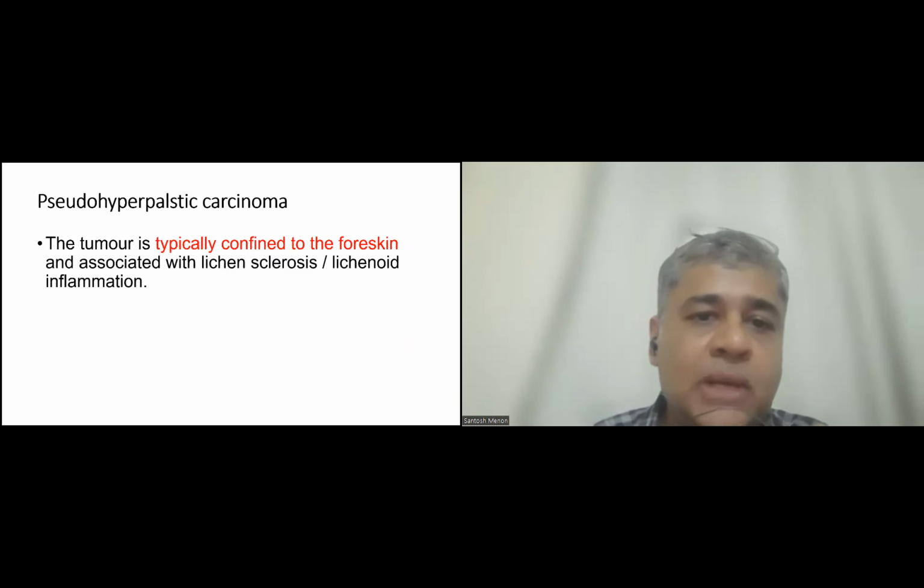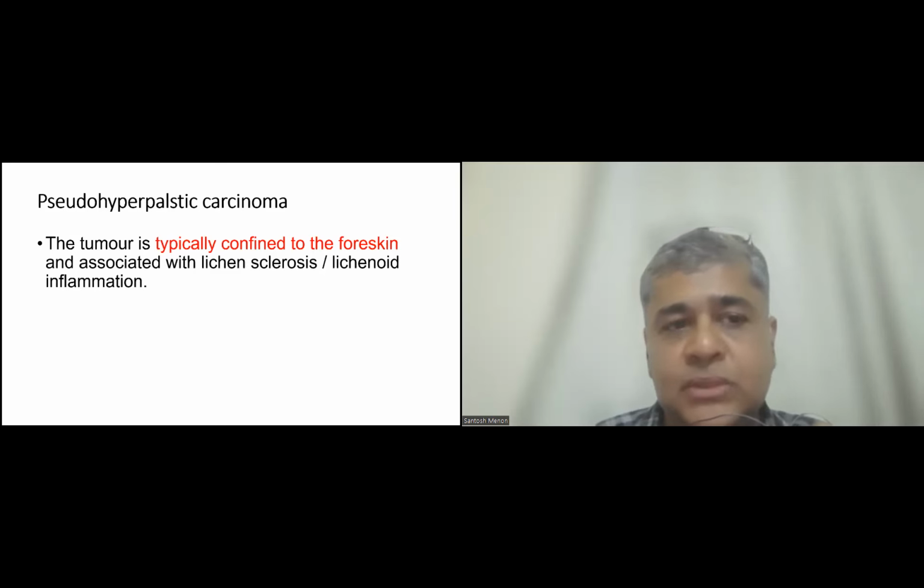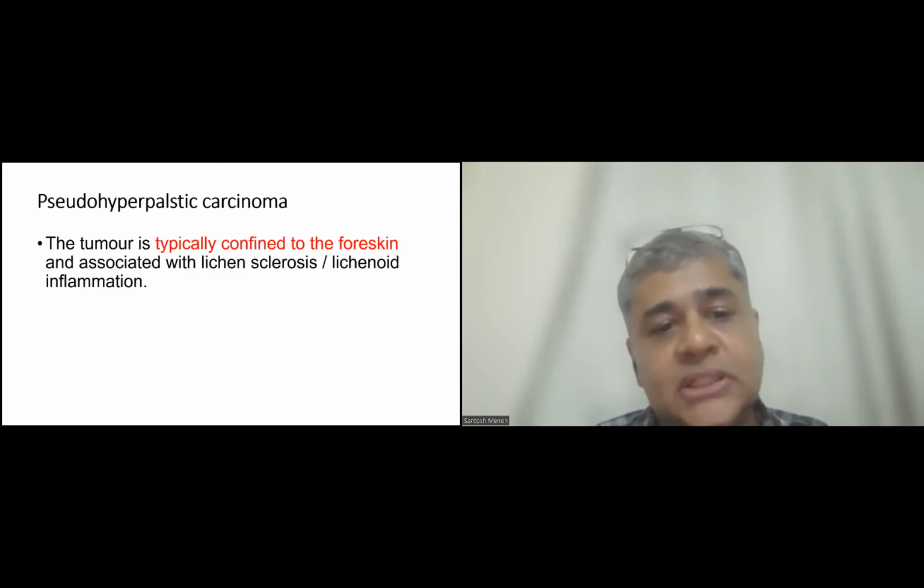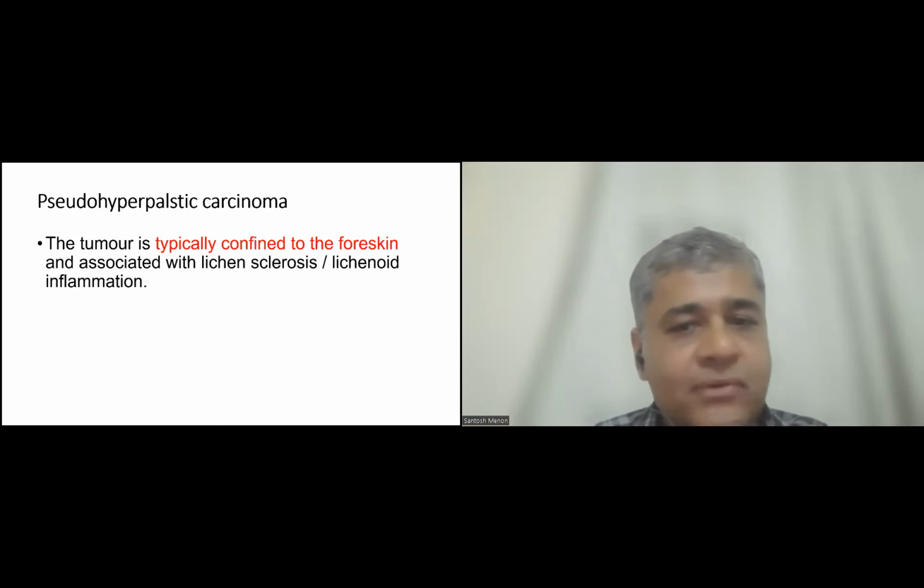Another type is the pseudo-hyperplastic carcinoma, again a type of usual squamous carcinoma, typically confined to the foreskin. It is important to know that when you have a foreskin excision, you must keep in mind that usual squamous carcinomas occur there, but pseudo-hyperplastic carcinoma can also occur, and it is usually associated with lichen sclerosus or a lichenoid kind of inflammation.